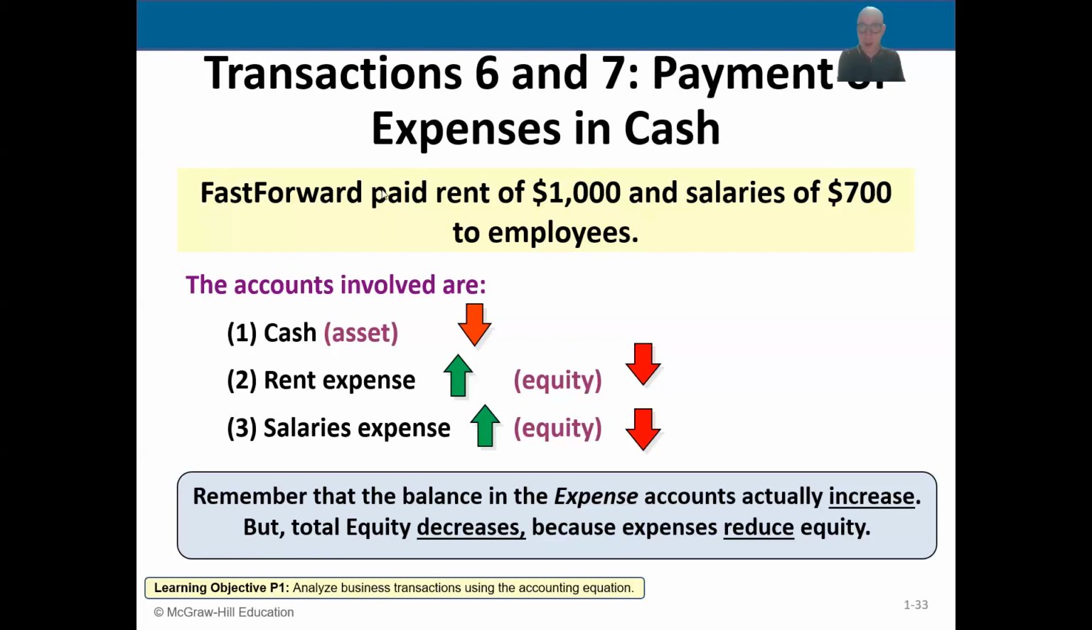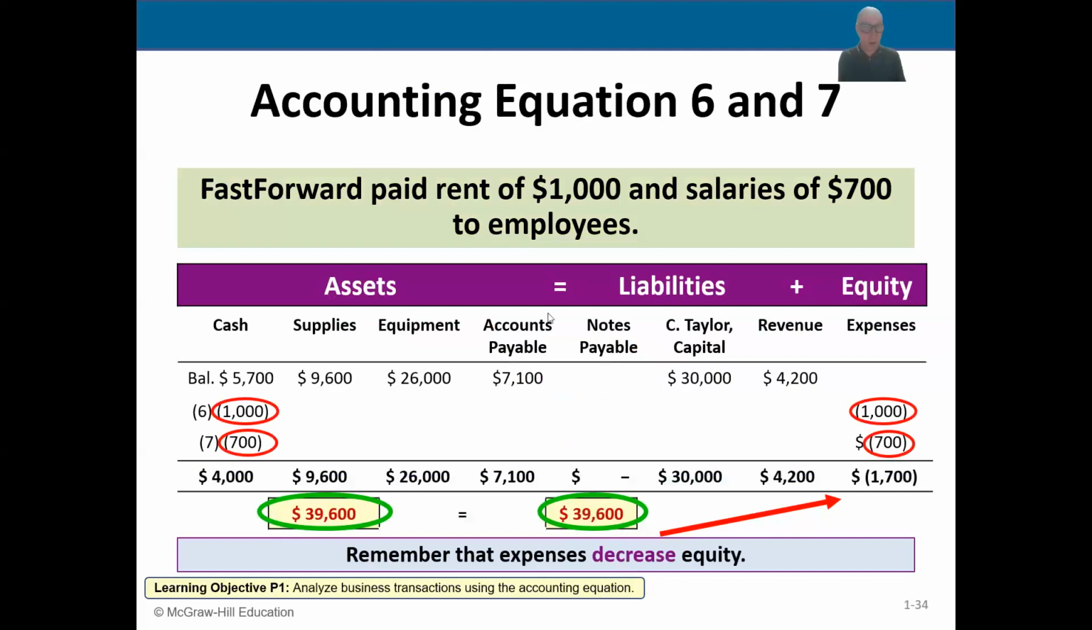So I paid $1,700 in total cash, 1,000 went to rent, 700 went to my employees. They're two separate transactions that I grouped together. Okay. So here we see I paid the rent, I paid my employees, cash came down, expenses went up, which is a decrease to equity. And we can see that the accounting equation is still in balance.